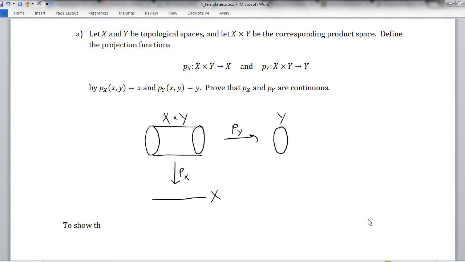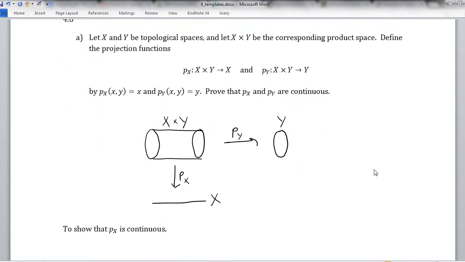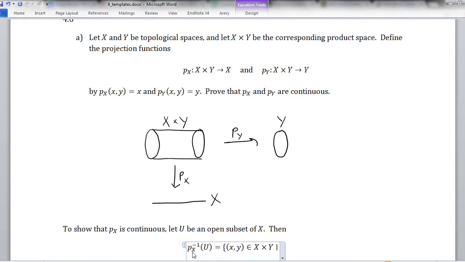Well, to show that p sub X is continuous, remember we have to take some open set in the target X and prove that its preimage is open in X times Y. Okay. So let U be an open subset of X. Then we've got to show its preimage is open, so let's see what its preimage is. The preimage of U under p sub X. Well, by definition, that's the set of all points (x, y) in X times Y such that p sub X of this point should be in U, right? But p sub X of this point is just x, so the requirement here is that x has to be in U.